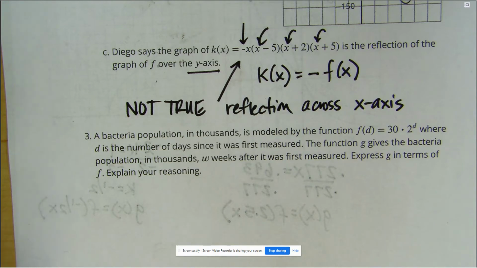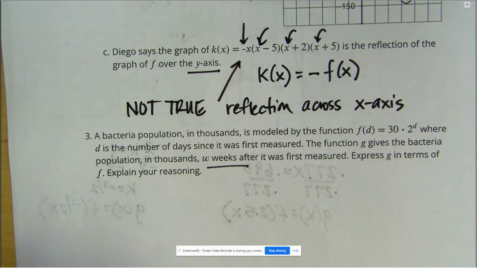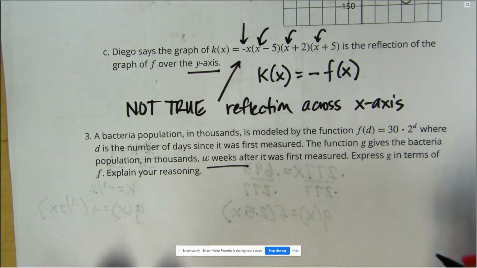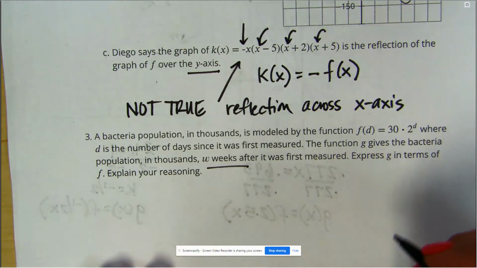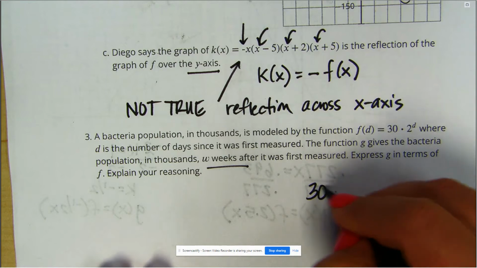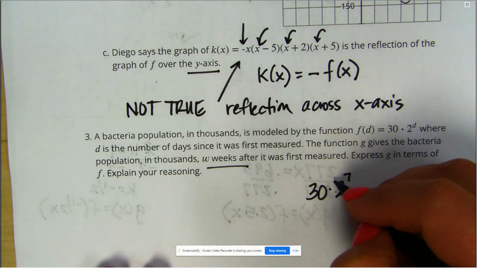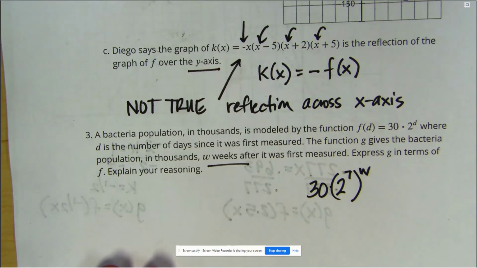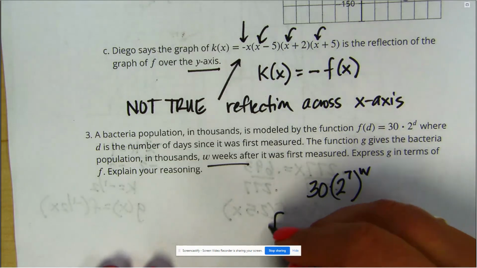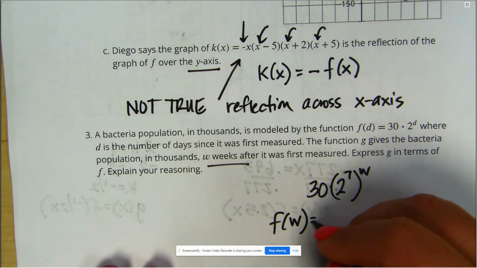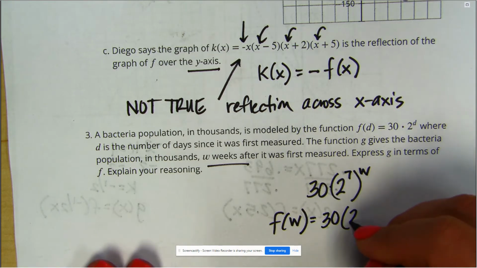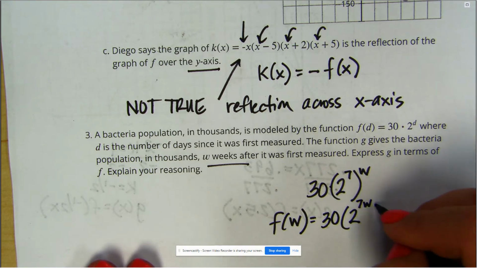A bacteria population in thousands is modeled by the function 30 times 2 to the d, where d is the number of days since it was first measured. The function g gives the bacteria population in thousands, w weeks after it was first measured. Express g in terms of f. Well, if I want to express this in weeks, that would be 7 days times the number of weeks. So f of w is 30 times 2 to the 7w.